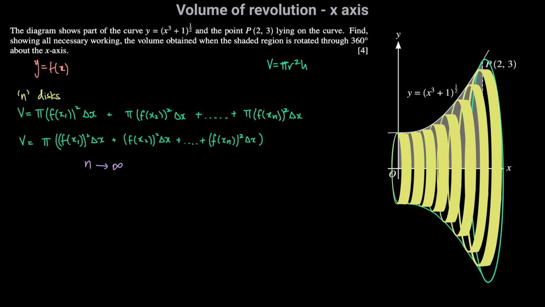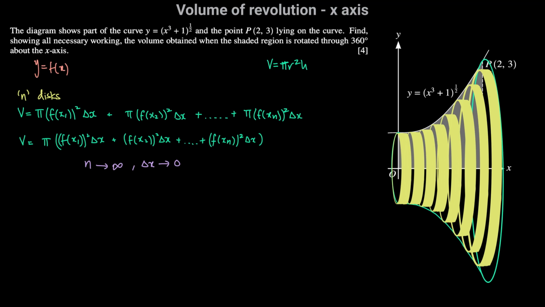And we know that as we increase the number of disks, so as n approaches infinity, the height of each of these disks, delta x, gets smaller and smaller. The greater the number of disks, the smaller the height of each of these disks. So as n approaches infinity, we know that delta x approaches 0. And when this happens, if we have an infinitely large number of disks of infinitesimally small width, almost equal to 0, if we add up the volume of all of those disks, we can say that that volume is equal to the volume of the shape over here.